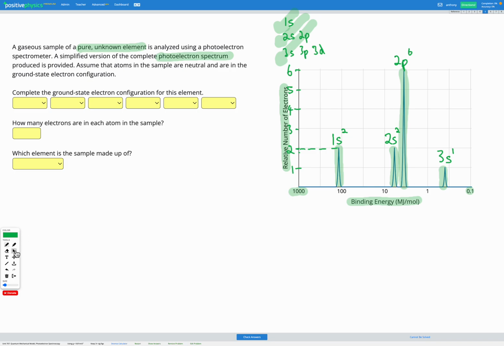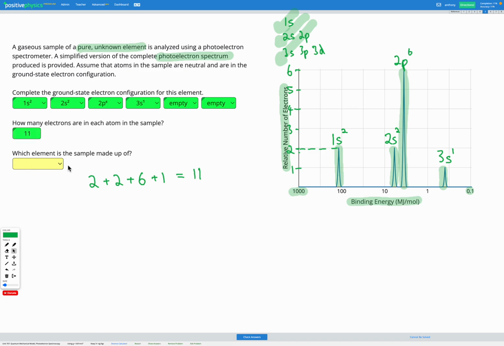So let's go ahead and fill out our electron configuration now. So we've got 1s2, 2s2, 2p6, 3s1, and that's all. That's everything. So the last ones are going to be empty. Okay, wonderful. So we've got our ground state electron configuration for this unknown element. Let's count up our electrons. So we had 2 in the 1s subshell, 2 in the 2s subshell, 6 in the 2p subshell, and 1 in the 3s subshell. That adds up to 11 electrons in total.